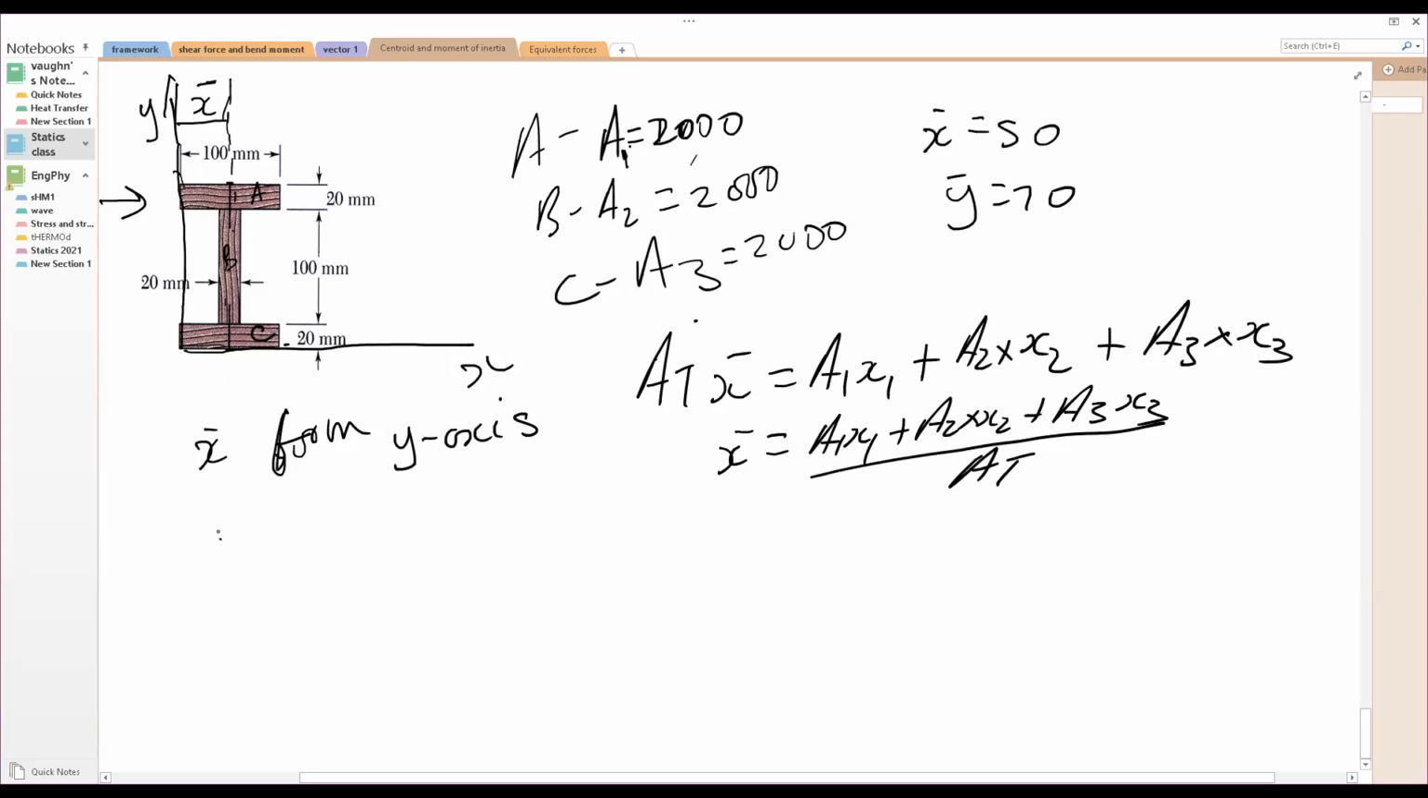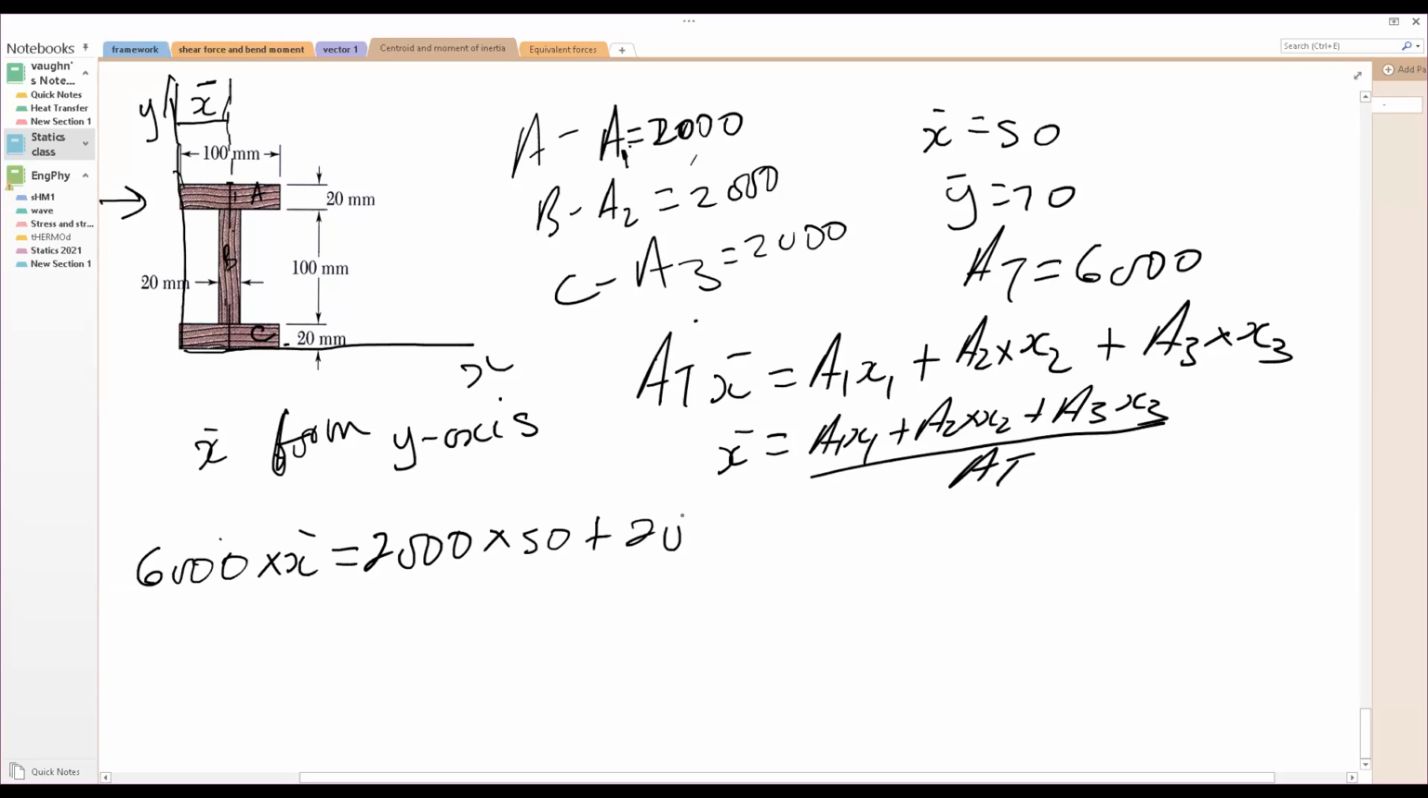So let's go to this one first. We have A total, which everybody knows is 6,000. That's our given. So it is 6,000 times X bar. Now, what is A1? We know that, 2,000. What is X1? X1 is going to be some distance x. The distance to the center of it from the y-axis is going to be what? 50. Not true? 50.